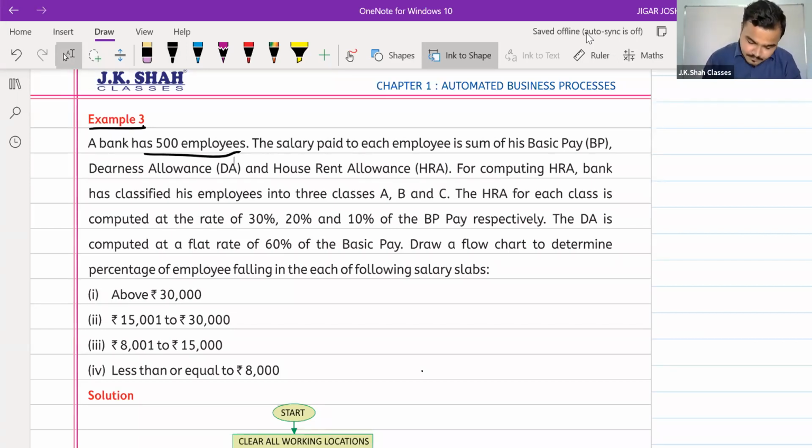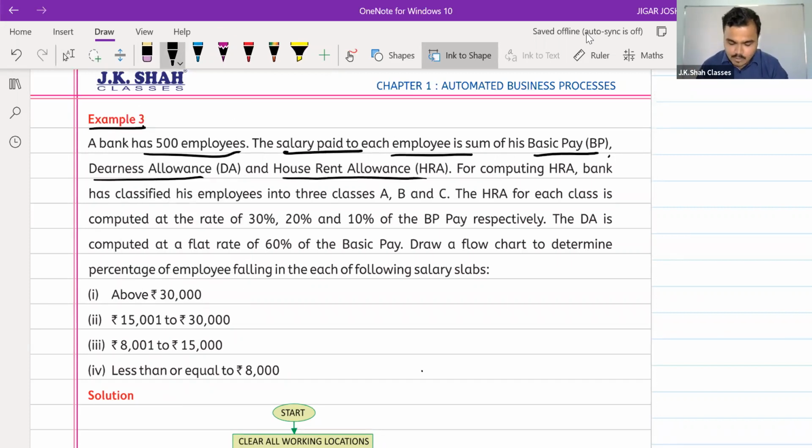Okay, sir. The salary which we are paying to each employee is a total of basic pay. Yes, sir. Now the variables they have already defined. It's basic pay, BP. Second one, dearness allowance, they have defined DA. And third one, for house rental allowance, they have defined HRA.